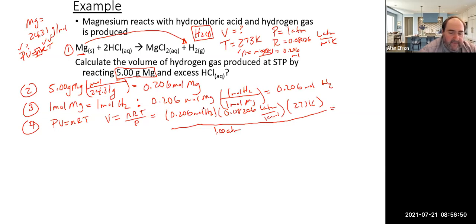Everybody's going to cancel out except for our liters. There's our liters left over there, and that gets us approximately 4.61 liters, give or take. That's how much H2 would be produced. Again, this would be your theoretical yield of H2. Any question on any of those steps there?